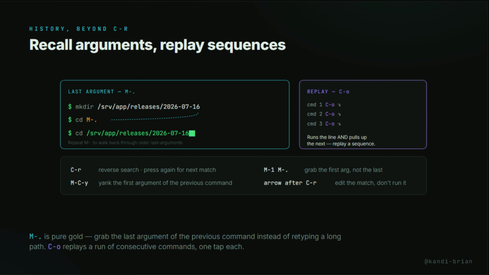Then CO, operate and get next. This one is subtle but wonderful. When you've searched history and want to rerun a sequence of commands you ran before, say 5 commands in a row, run the first. Then instead of pressing enter for the next, use CO. It executes the current line and automatically pulls up the next history line for you. Tap CO repeatedly to replay a run of consecutive commands in order. It's perfect for repeating a known sequence.